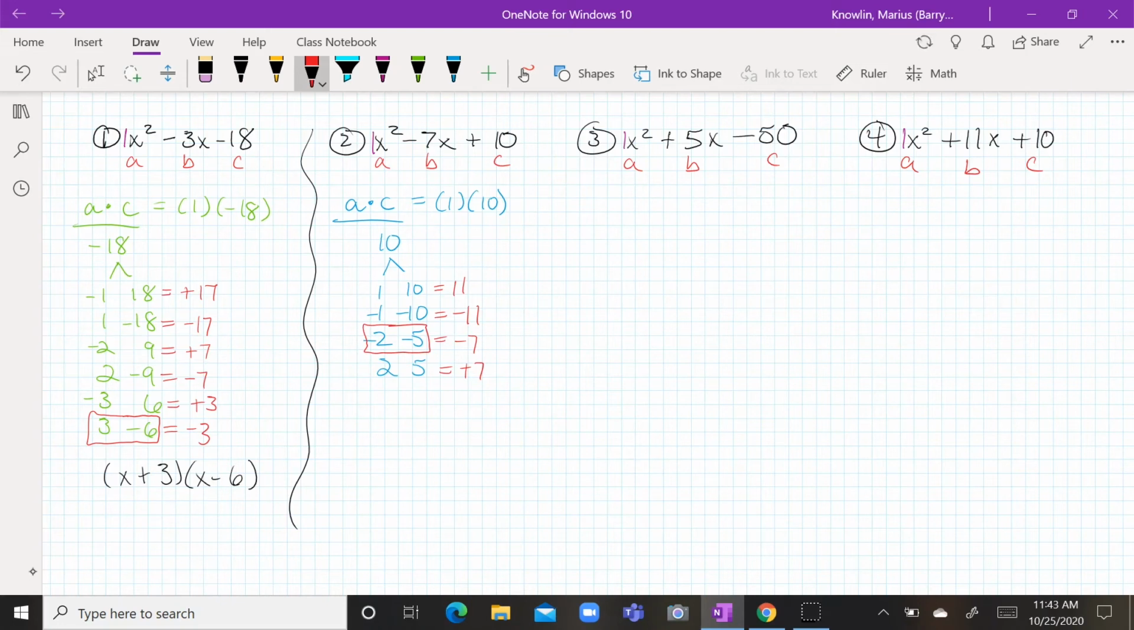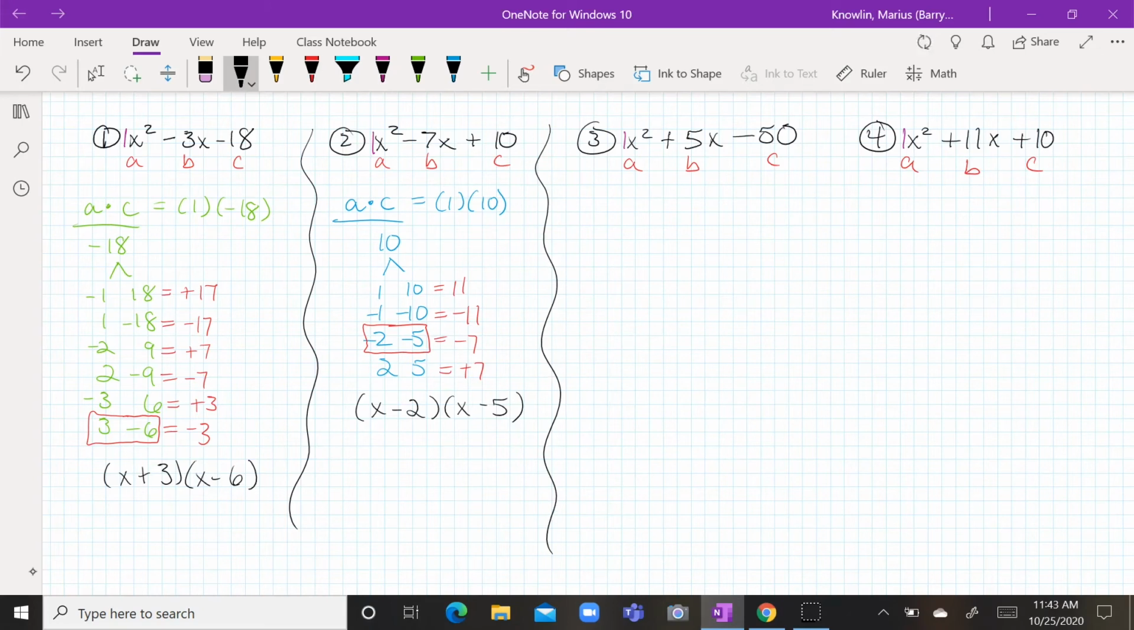And we want the ones that make negative 7. Alright, because remember, after we factor a times c, we want the factor pair that equals b. So in this case, it was negative 2 and negative 5. So when we write the factors here, this is going to be x minus 2 times x minus 5. And we're done.